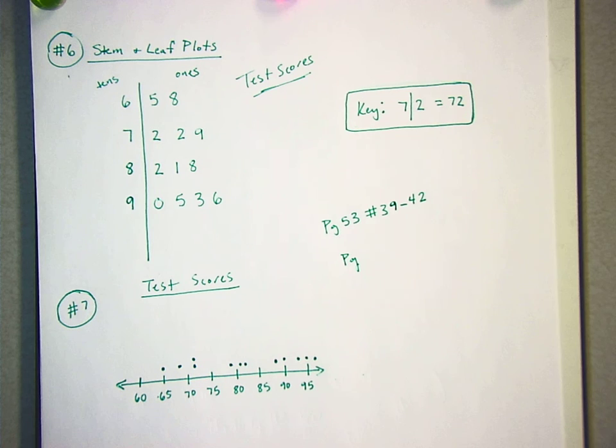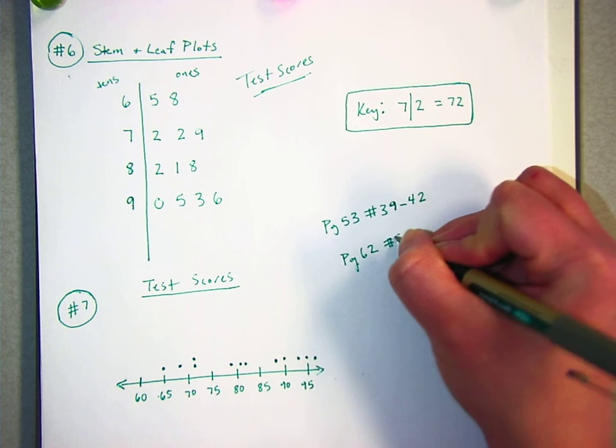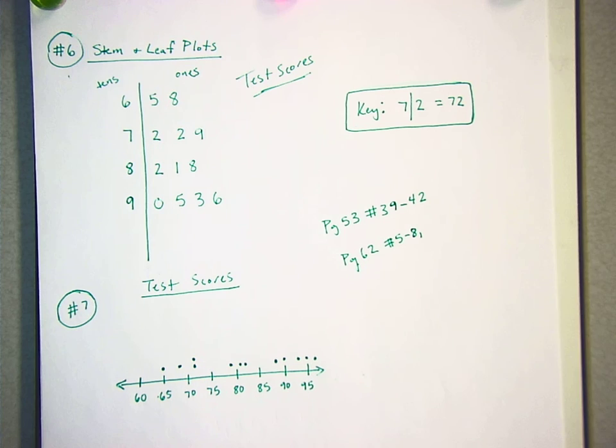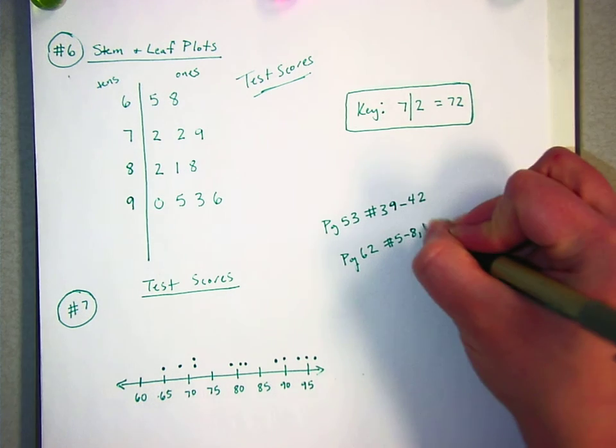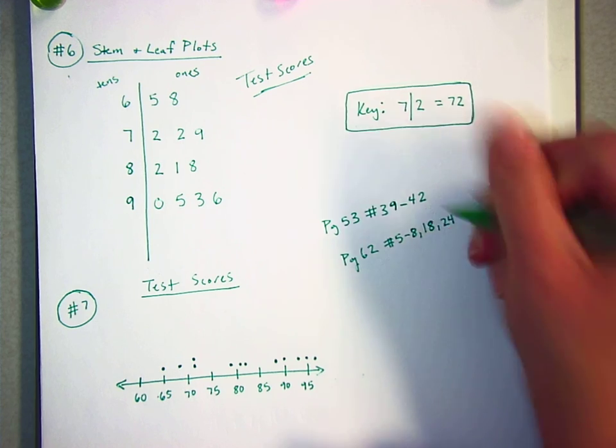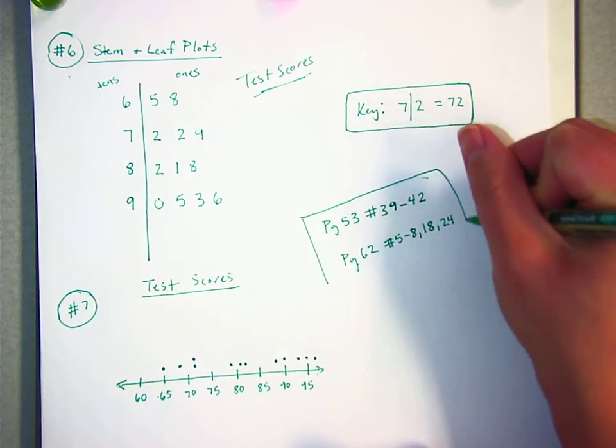And then the second assignment is from 2.2. That one is going to be page 62, numbers 5 through 8. And those are just reading graphs, by the way, not actually making them. And then we'll do number 18 and 24. All right, so these two assignments together are due on Thursday.